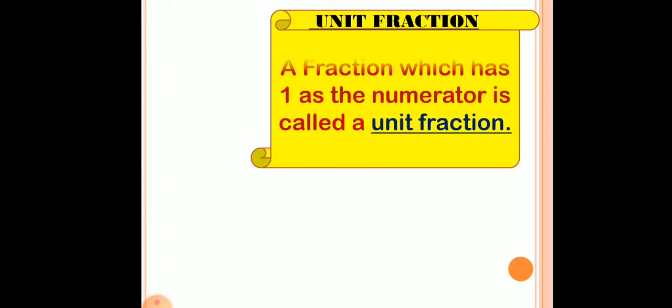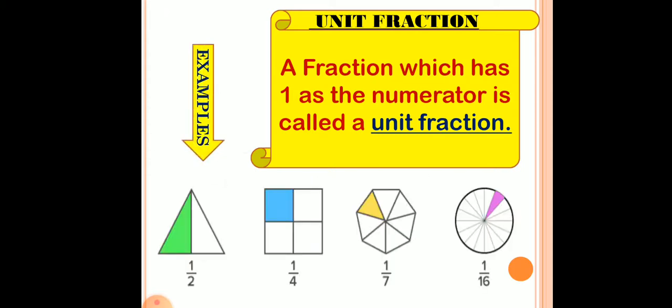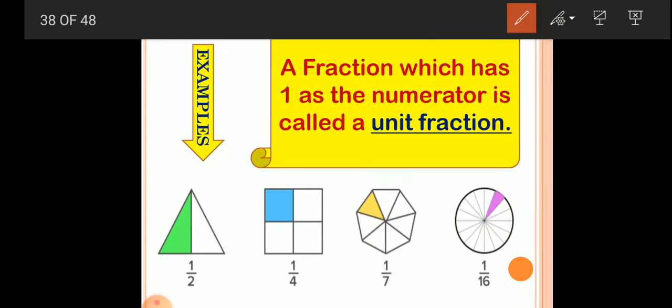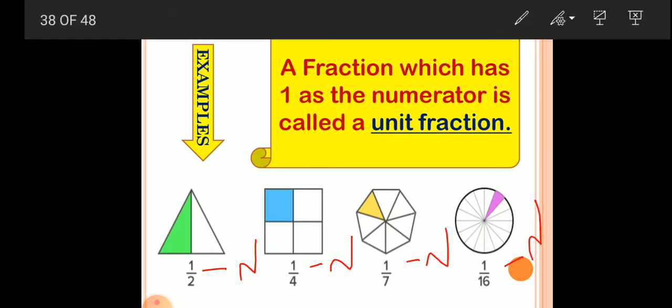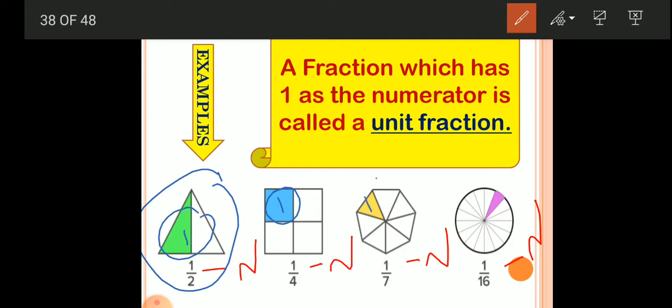The first one, a fraction which has 1 as the numerator is called a unit fraction. Let's see the examples. As you can see in all the 4 examples given below, that is 1 by 2, 1 by 4, 1 by 7 and 1 by 16, numerator is 1. So all are unit fractions. So we can divide the object into as many equal parts as we want, but the shaded part should be 1. So it will be a unit fraction.